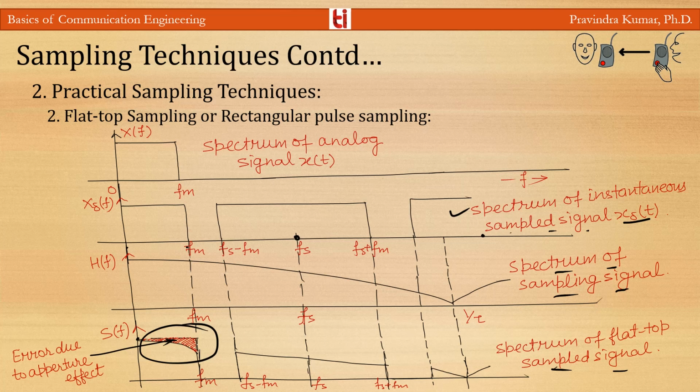The spectrum should have been flat in this position of the spectrum, but it is not, as you can see in this figure. This should be flat in this case, but it is decreasing here. So the shaded portion is an error due to an effect known as aperture effect.